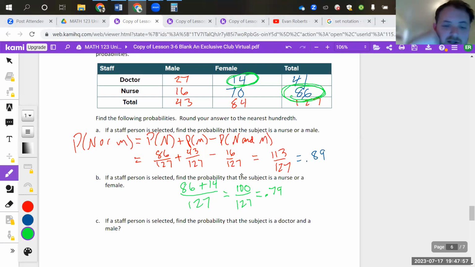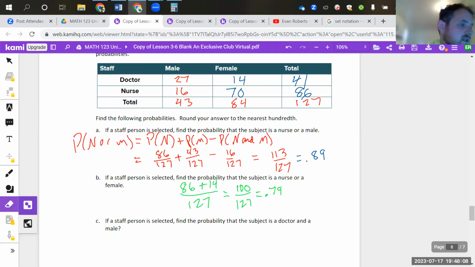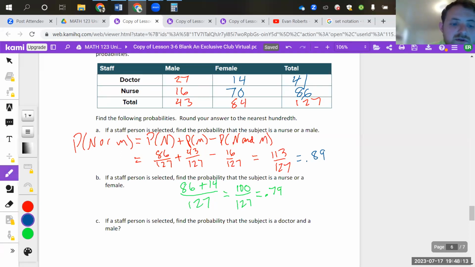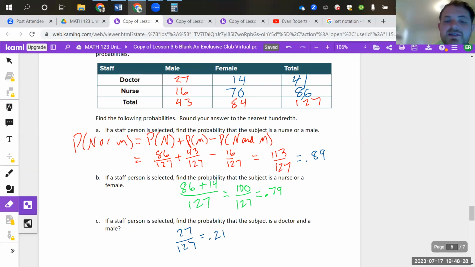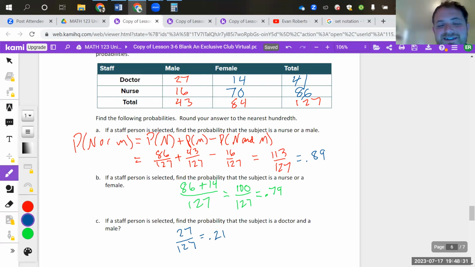Okay, almost done here. So find the probability that the subject is a doctor and a male. So it looks like if they're a doctor and a male, there's only 27 of those. So I believe you can just go straight to it. 27 out of the 127. Yep, which would be 0.21. So yeah, maybe you should not listen to me and not use the formula if you don't want to, but it's up to you.